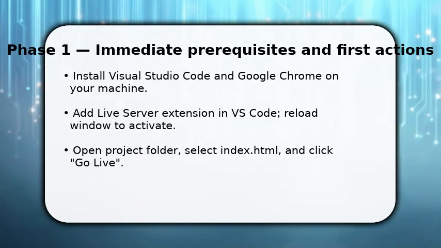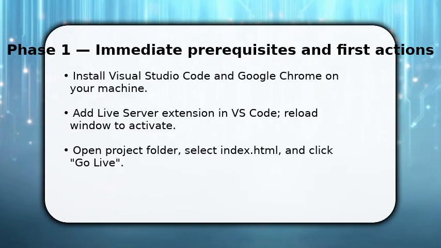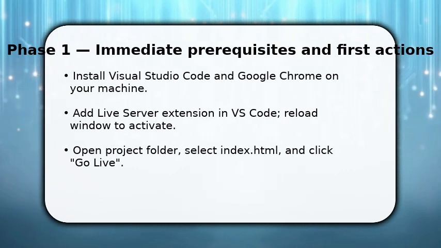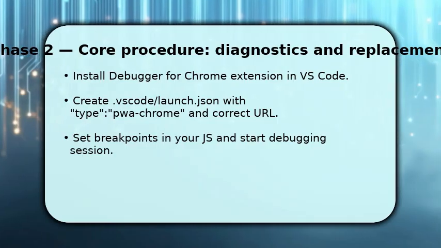This step makes your files accessible over HTTP, which is essential for browser dev tools and extensions. Make sure the port shown in the address bar matches the server output. Next, you'll integrate Chrome with VS Code's debugger.